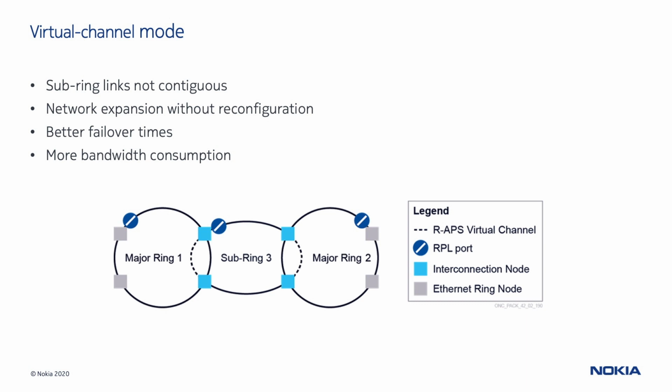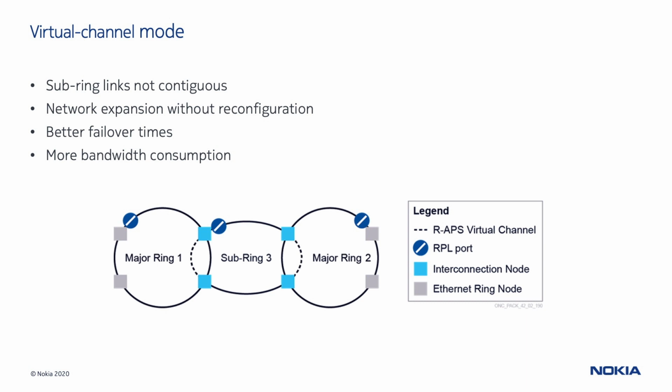1830 PSS Layer 2 packs, based on the popular Service Router operating system, support both VC and non-VC mode for subring control communication. The closed loop for a subring can be accomplished by implementing a virtual channel. In VC mode, ERP messages of the subring are tunneled from one interconnected node to the other and transmitted on the major ring. Usually, the VC mode applies to network topologies where subring links are not contiguous and cannot detect the change of state of each other.